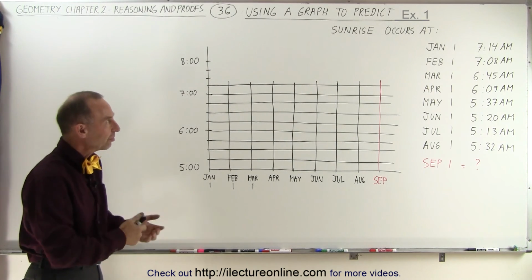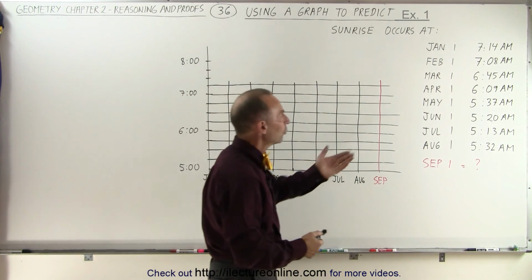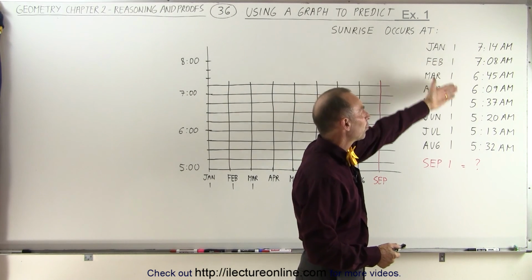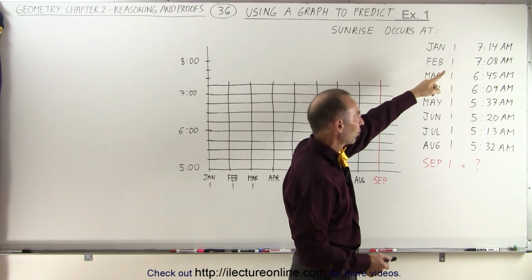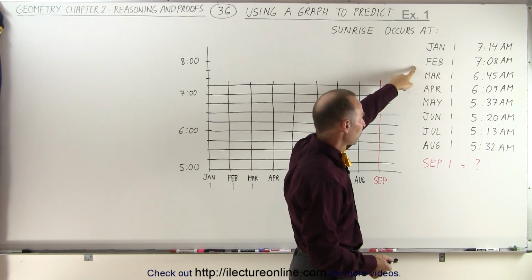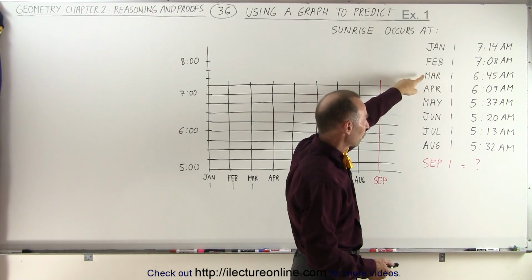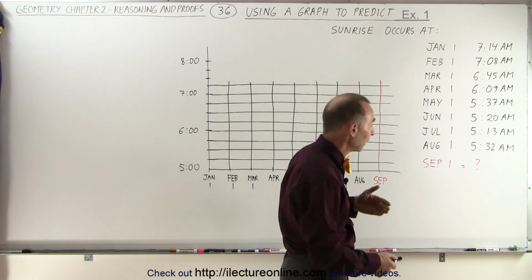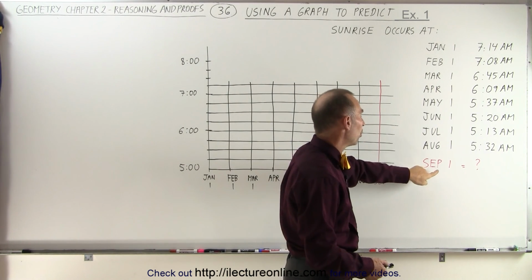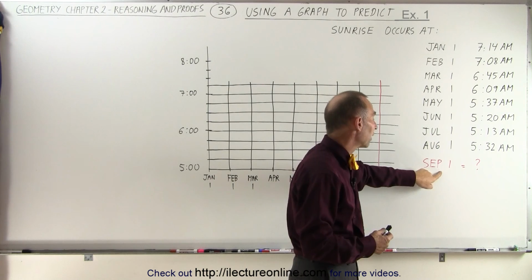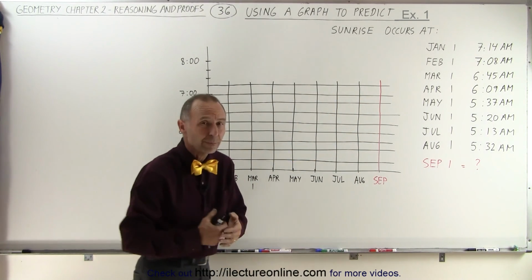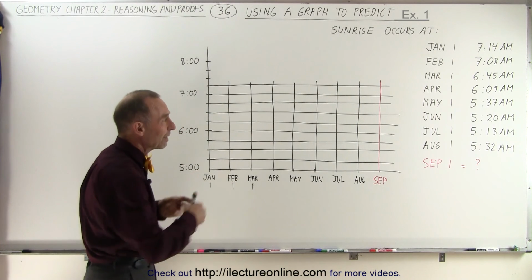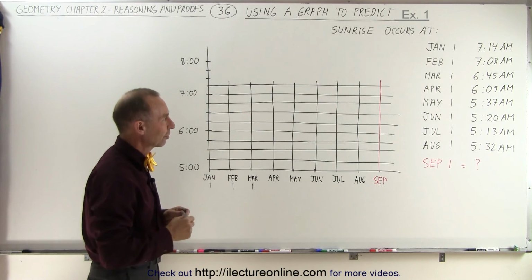Quite often, taking numbers and putting them into a graphical format helps us understand what the numbers mean and helps us to predict what may happen in the future or what the next value may be. So in this case, we were given certain times when the sun would rise on various days of the year. On January 1st, the sun will rise at 7:14, on February 1st at 7:08, March 1st at 6:45, and so forth. Then eventually the question is, when do we think the sun will rise on September the 1st? The number isn't given. We want to try to predict, to guess, or make a best guess based upon what the graph looks like.